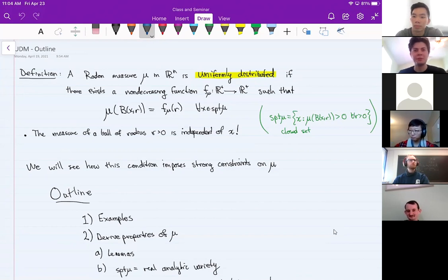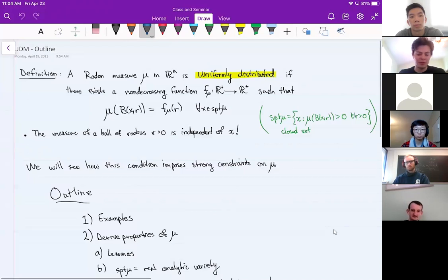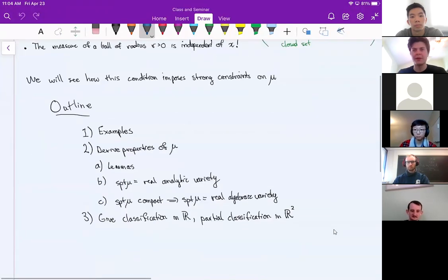So this is the definition of a uniformly distributed measure, and basically the point of the talk is going to be to show how this one simple condition actually imposes pretty strong constraints on the form of my measure mu. And here I've written a little outline of what we're going to see.